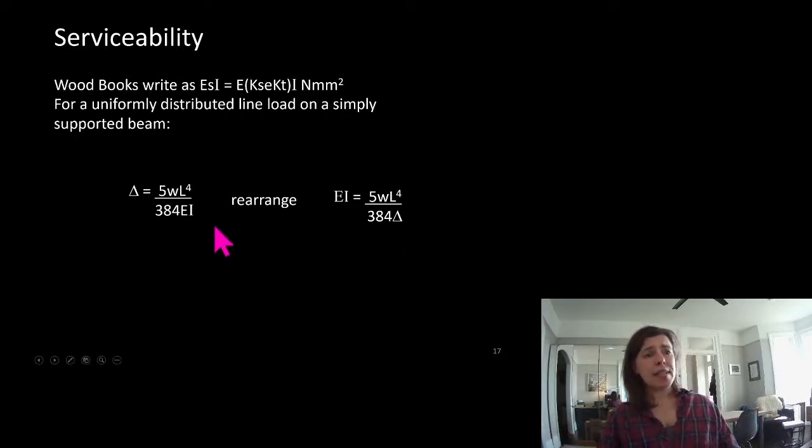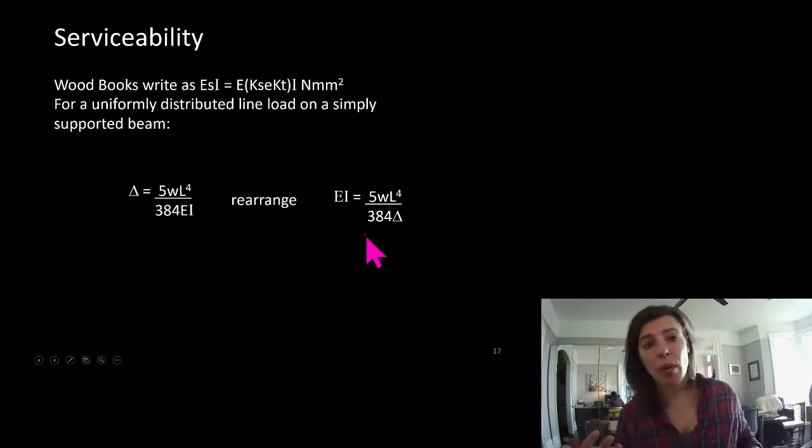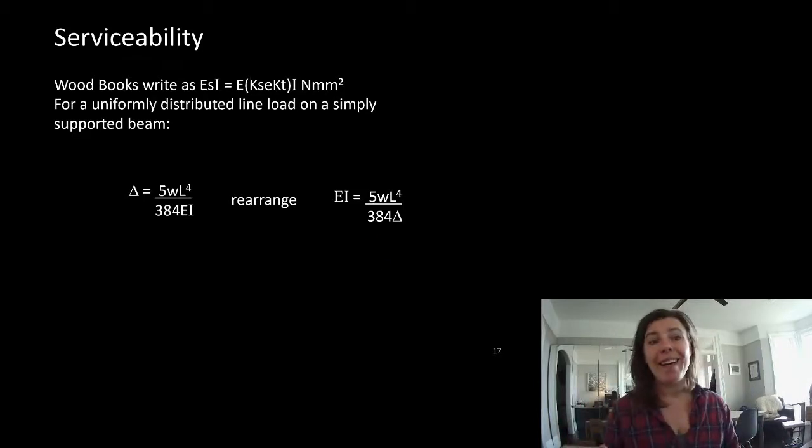It was easy with steel because E is 200,000 MPa. We could write it in terms of I, no problem. In wood, E is different for every species and every grade of our material. So we have reams and reams of different options for E. So they said, you know what, to make this a little bit easier, let's pull E out of the equation as well, and we'll write our serviceability requirements in terms of EI.